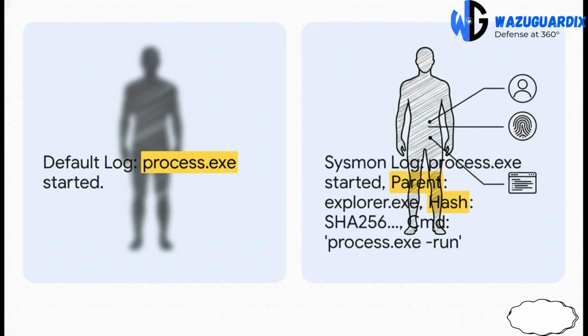And this slide right here, this is exactly why we're talking about this. On the left, you've got your standard, boring log. A process started. Great. Now look at the right. That's a Sysmon log. It's not just what started, it's who started it, its file hash, the exact command line that was used. I mean, this is the difference between seeing a blurry shadow in the dark and seeing a person's face in broad daylight. It's night and day.